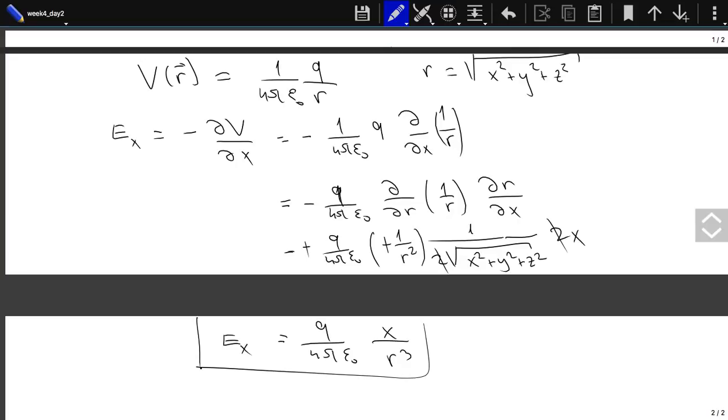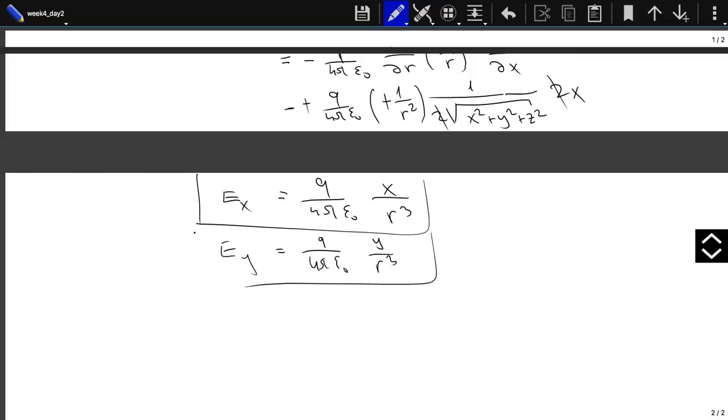But you see, if you want to take the derivative with respect to y, the only thing that will change is that here I should take the derivative with respect to y. And the only thing that will change is instead of 2x over here, if I take the derivative of this quantity with respect to y, I get 2y. So Ey is equal to q over 4 pi epsilon 0, y over r cubed. And Ez will be q over 4 pi epsilon 0, z over r cubed.